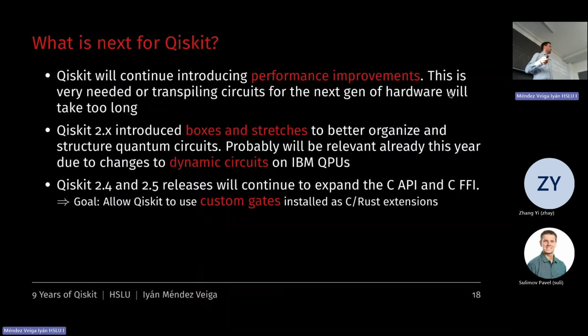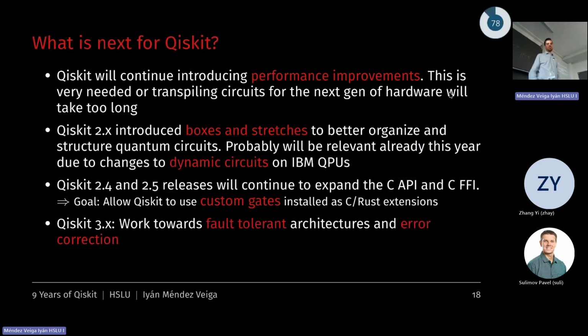Then there is an open roadmap you can check in the wiki of the Qiskit repo, and this I took from there. Qiskit 2.4 and 2.5, the immediate next two releases, will continue to expand the C API. And the goal, as I said at the beginning, is that they want people to be able to import C or Rust extensions that provide custom gates. At least before Qiskit 3.0, they want to achieve this.